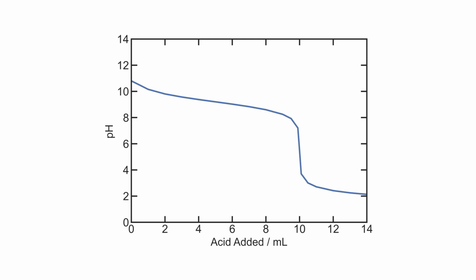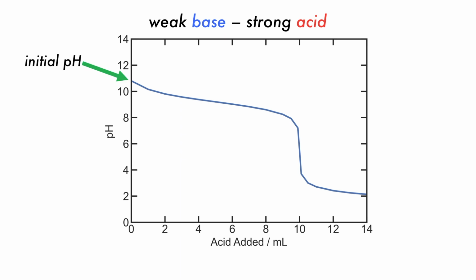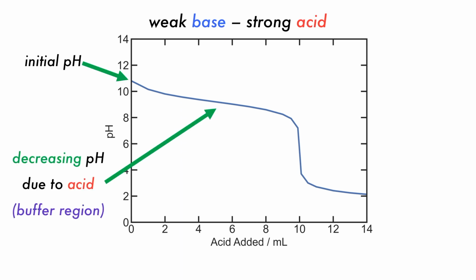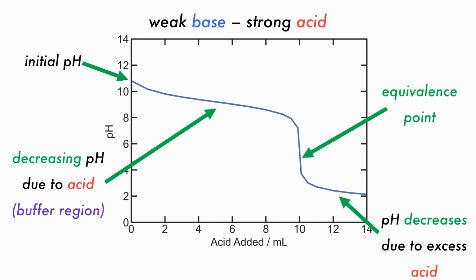Here we have the titration of a weak base with a strong acid with four distinct regions. The initial pH before any acid has been added; before the equivalence point, when the addition of the strong acid slightly lowers the pH and causes a buffered system to form; the equivalence point, when the concentrations of the initial base and the added acid are equal; and after the equivalence point, when all the base has been consumed and excess acid causes the pH to significantly decrease.